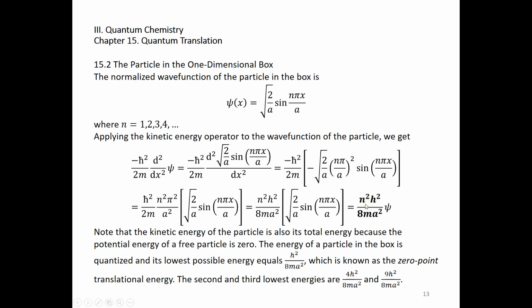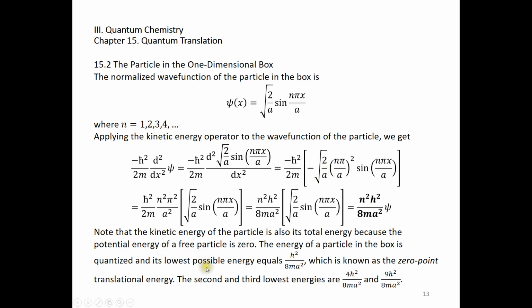It's also the total energy of this free particle, because the potential energy of a free particle is just 0. Therefore, the energy of a particle inside a one-dimensional box is quantized. The expression is n squared h squared over 8ma squared. n has to be a positive integer, 1, 2, 3, 4, etc.